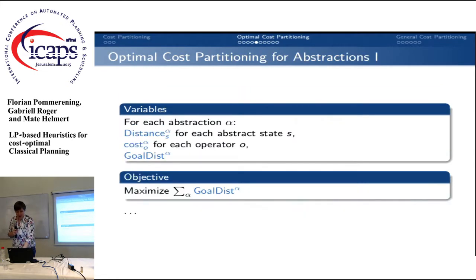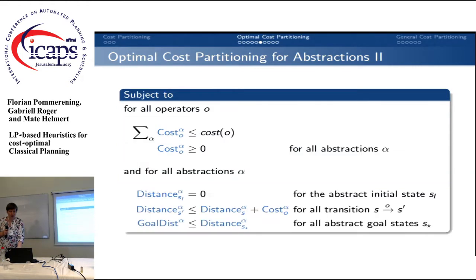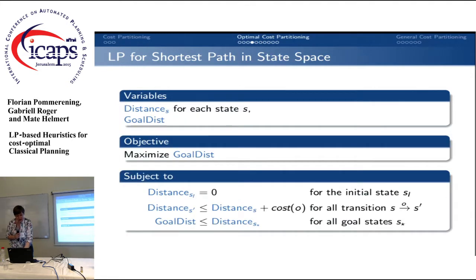And from this to the optimal cost partitioning for abstractions, it's not very far. What we do is we compute this for every copy, for every abstraction. So we will here have abstractions alpha. For each of these abstractions, we have a distance and a goal distance variable as before. But now we also make the operator costs variable. Previously, the operator costs were given, but now they are flexible.